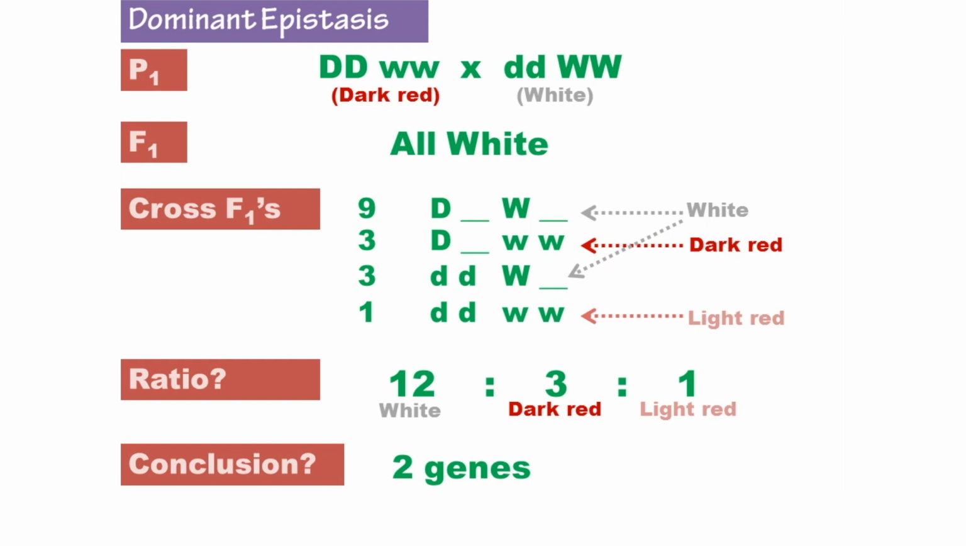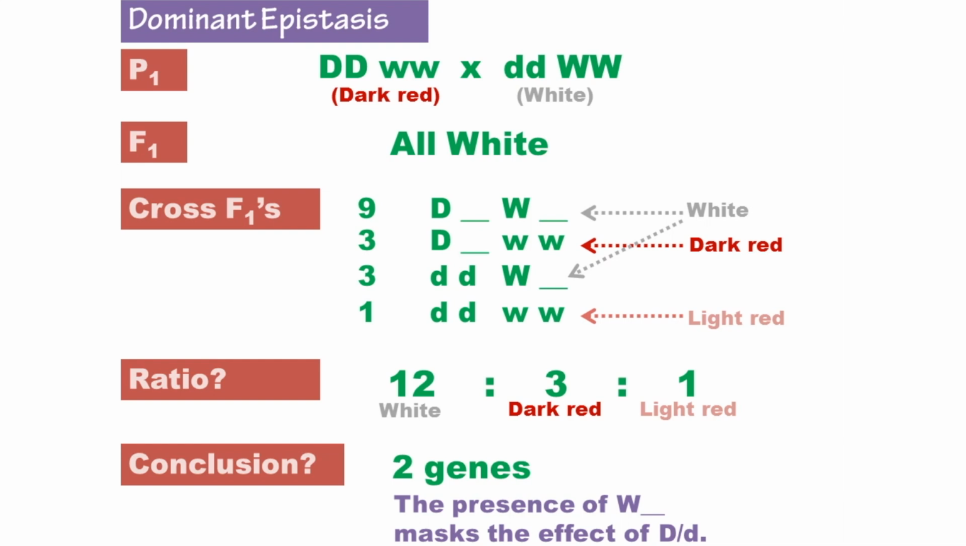So we could put them in here, and we're looking at it, and we're seeing, okay, you are white. In other words, it doesn't matter what you have for D, big D or little d, if you have at least one capital W, one dominant allele for that second gene here, then you're going to be white. So in those cases, once there's a big W, forget about the other, you're going to be white.